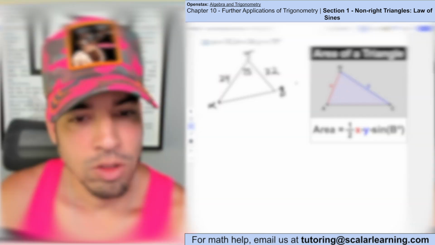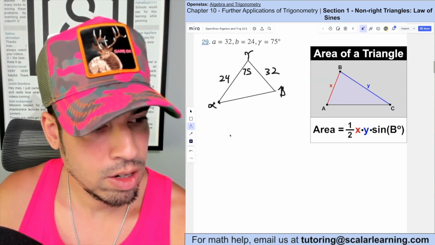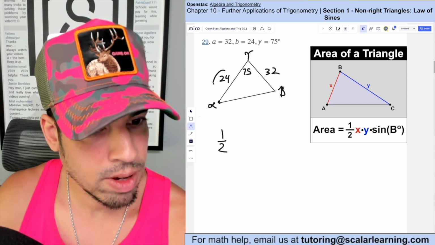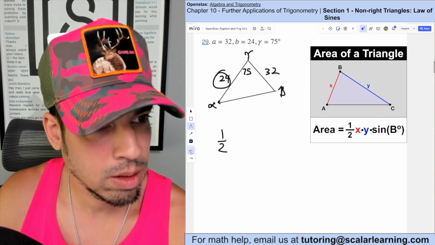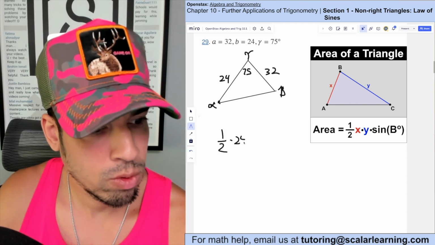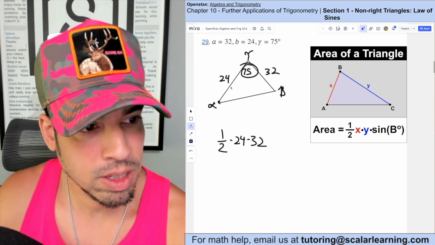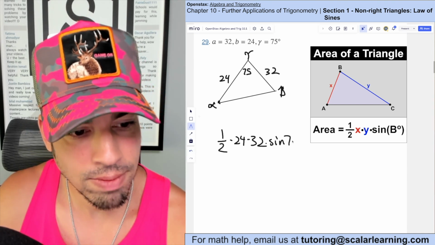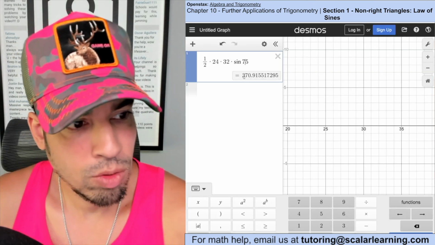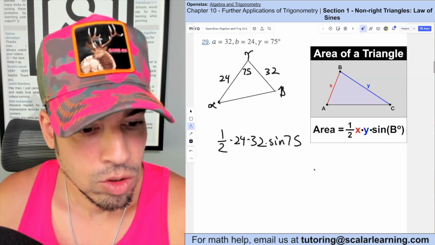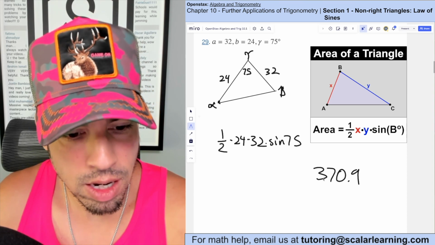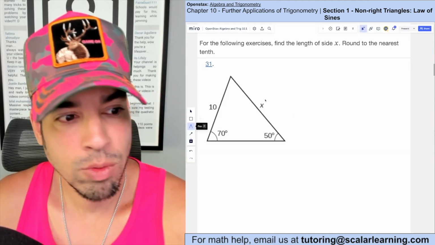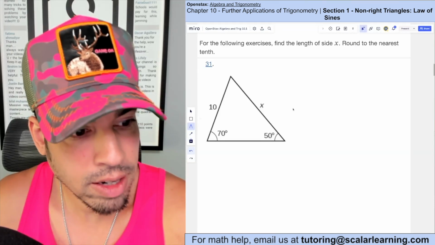Boom, done. So for this one, once again, we have the formula up here, and we simply take 1/2 A times B, or X times Y, which is 24 times 32, and then times the sine of that angle in the middle, sine of 75. Let's plug that into Desmos. And we get 370.9. So 370.9, boom, done.